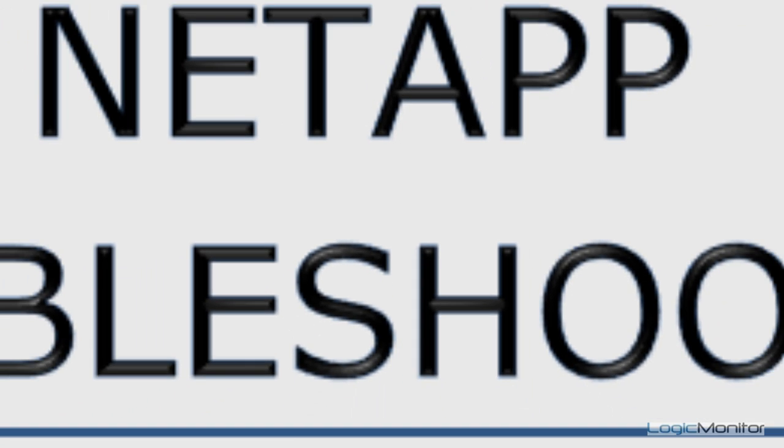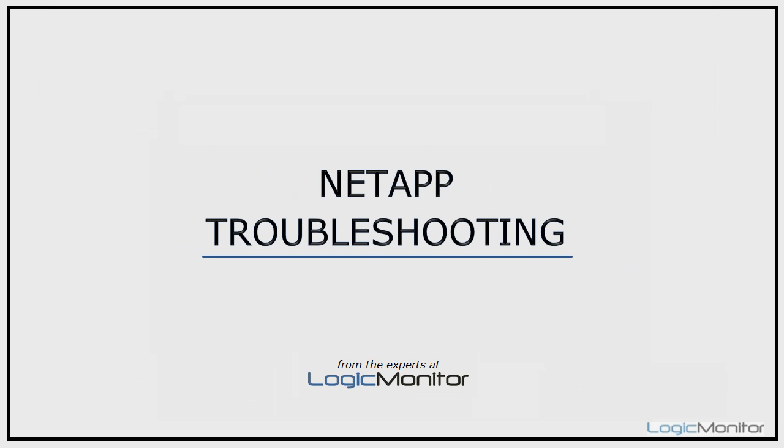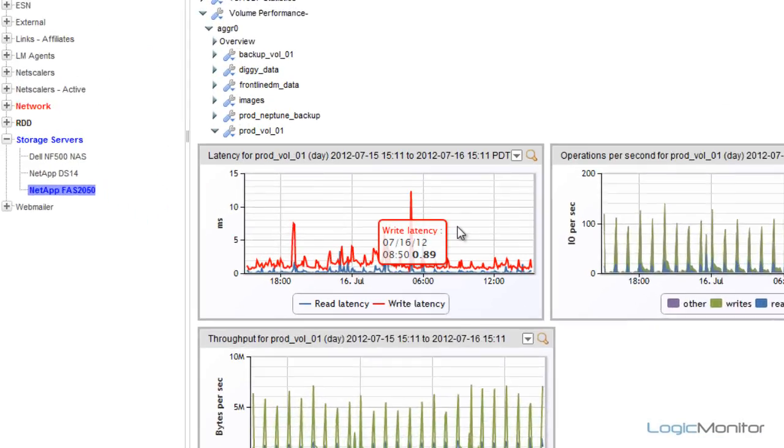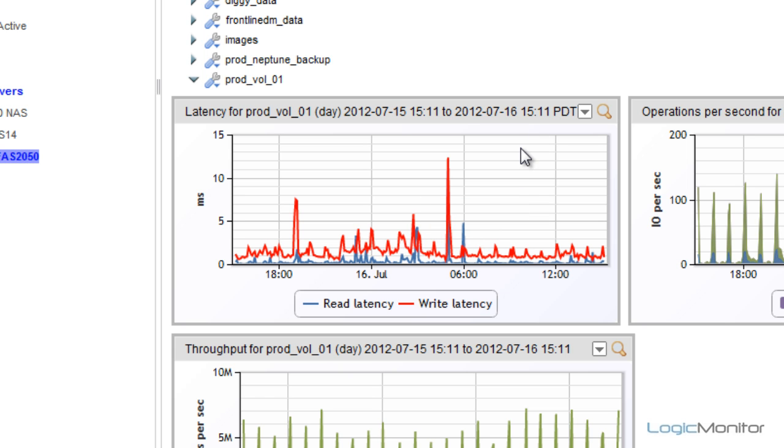Hey, this is a quick overview on the most common techniques we find for NetApp troubleshooting. This, by far, is the most common tool we use for NetApp troubleshooting. It is proving that you do not actually have an issue with your NetApp performance.